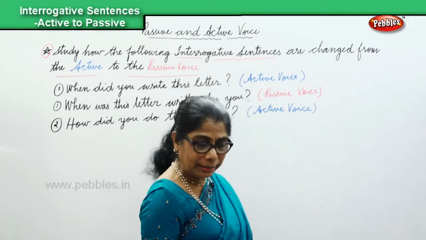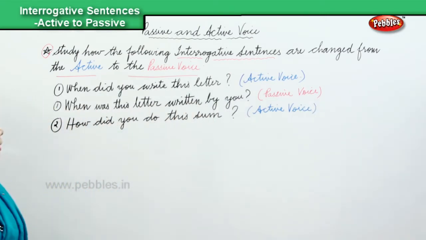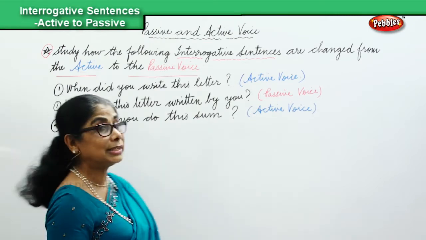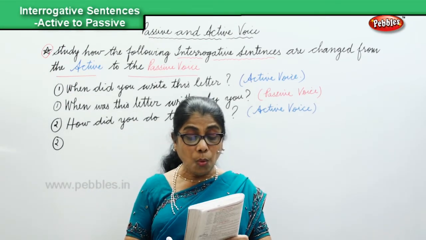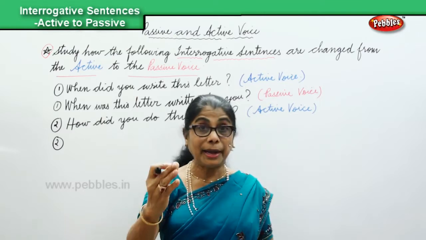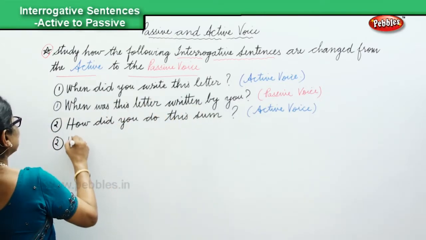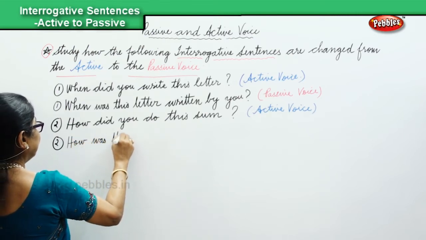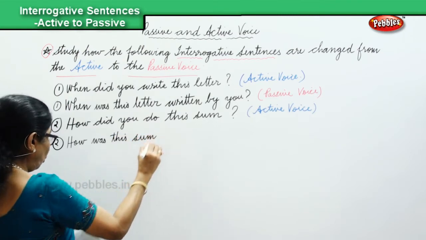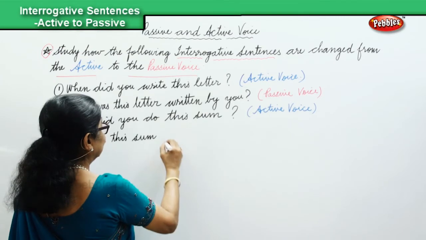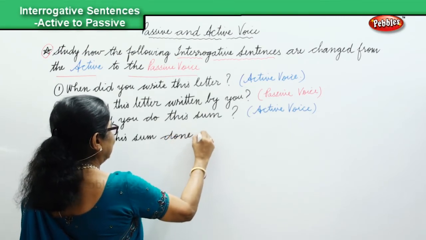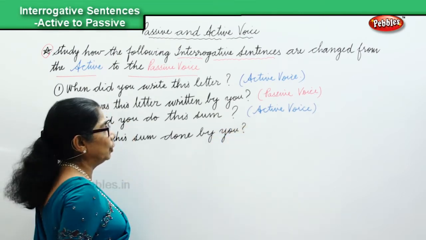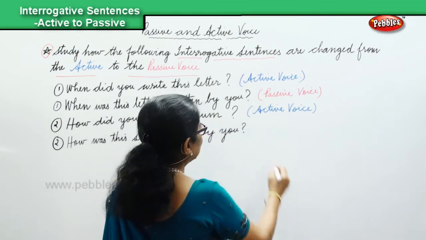All right? Now we're going to change this active voice interrogative sentence into passive voice. How did you do the sum? The passive will be: how was the sum done by you? And that's in the passive voice.